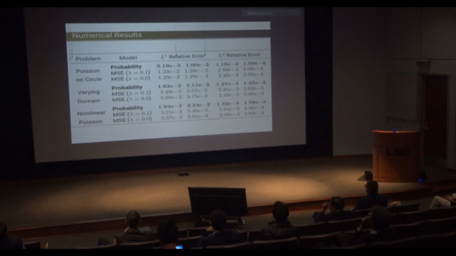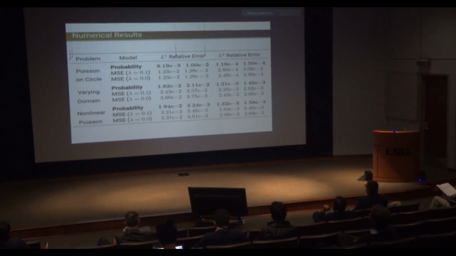Here are some numerical results showing the errors. On the left is the Poisson equation on a circle on different domains. The last one is nonlinear Poisson. There are 3 loss functions we have tried. The first is the probabilistic loss function. In the middle, we use the mean square loss function but consider the boundary, choosing lambda to be 0.1. The third is where we don't consider the boundary, only the interior points, choosing lambda to be 0, using the MSE errors. You can see the error we can achieve using the L1 relative error or L2 relative error. We can achieve either 10 to the minus 3 errors or 10 to the minus 4 errors.